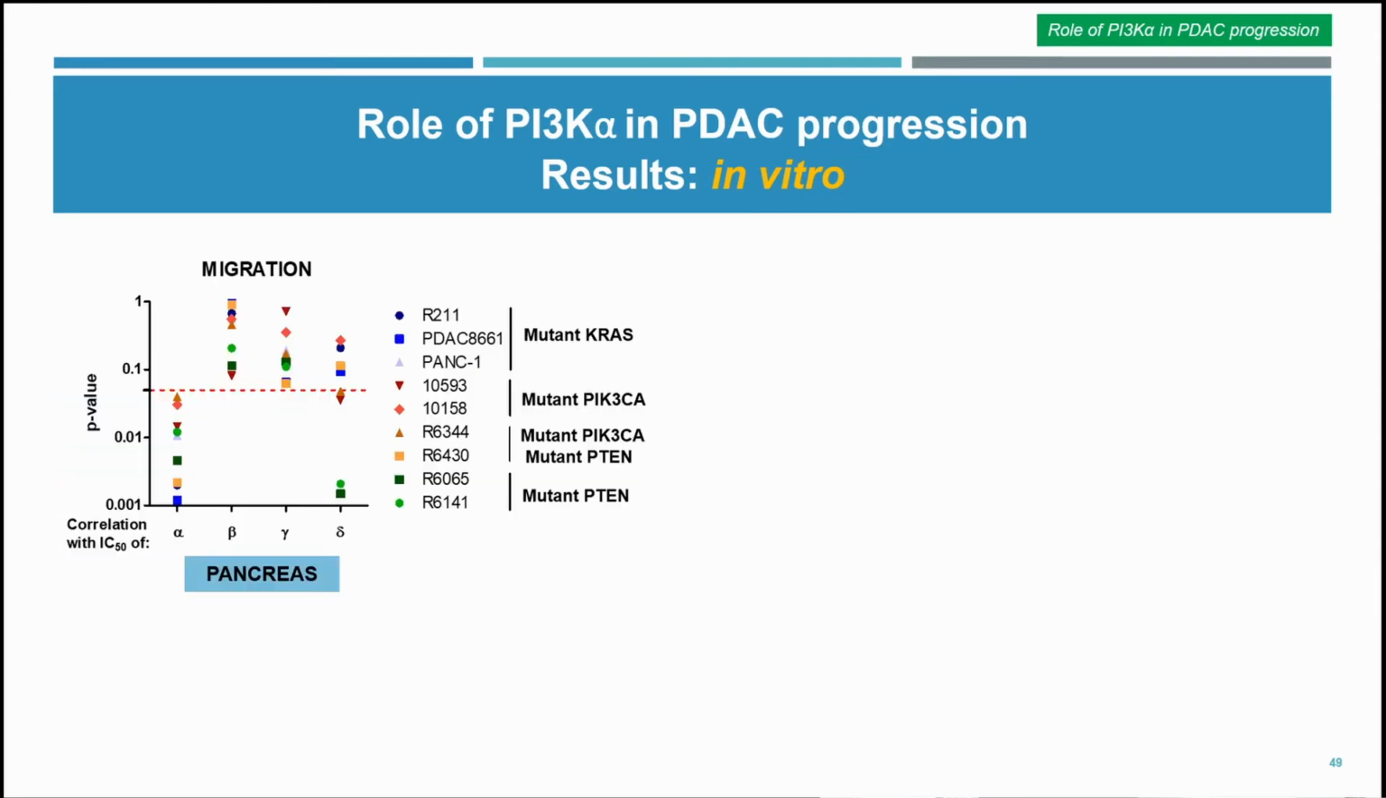So here we plotted the p-value of the correlation of the IC50 for each different isoform. And what we can observe is that regardless of the different mutational status of the pancreatic cancer cells, it is the PI3K alpha isoform which drives migration in all the cases. And here we can observe that for these cell lines, PI3K delta might also play a role, but alpha is still driving, and also has an effect on migration.